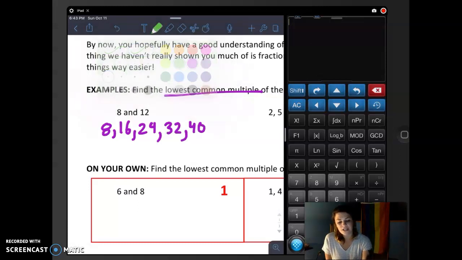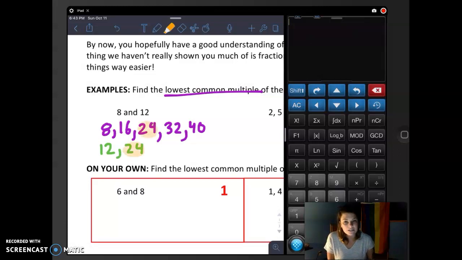But let's try 12 now. So 12 times 1 is 12. 12 times 2 is 24. And we can see that 24 is the smallest number. It's the first number that we could see that is a multiple of both 8 and 12. And so our answer to this question is 24. All right, let's keep going.